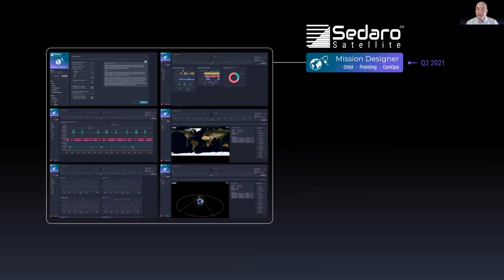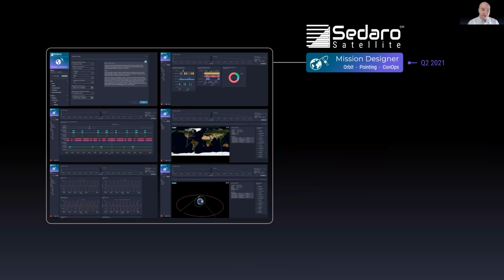Sedaro Satellite is a cloud-based digital engineering platform. And our goal with Sedaro Satellite is to address all of the disparate elements of satellite engineering in a single modular tool that's structured to automate the exchange of engineering data between the modules for rapid and concurrent engineering. As I said, Sedaro Satellite is cloud-based, and it will be accessible using any web browser at satellite.sedaro.com.